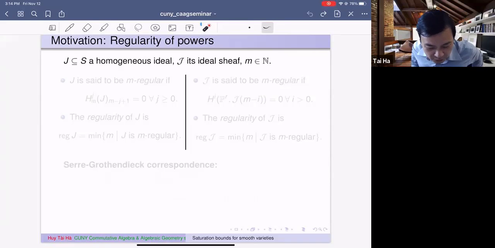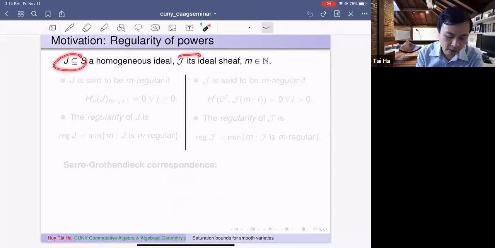Okay, good. So the next motivation, which is more closely tied to my work in the past, is about regularity of powers of ideals and ideal sheaves. So we're going to start with a power, and then with a homogeneous ideal J, and we're going to let script J be its corresponding ideal sheaf.